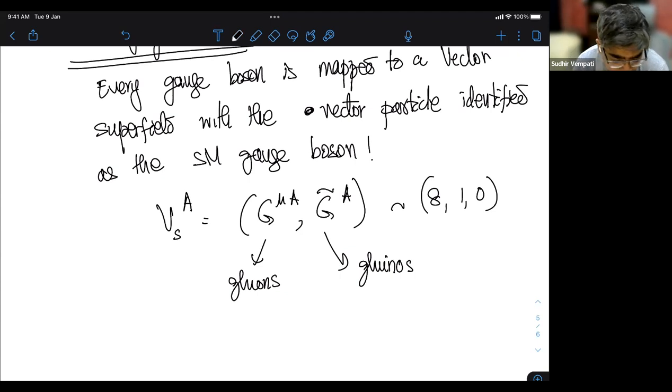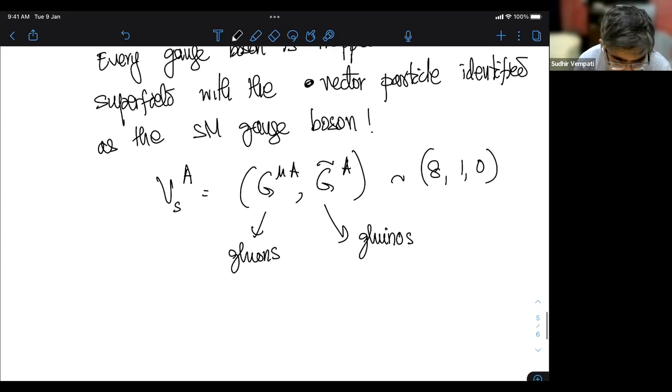We normally don't distinguish them. We say the gluino mass is so and so, and we almost treat it as a single particle, but actually there are 8 of them.